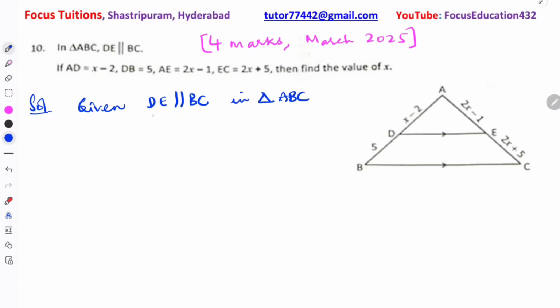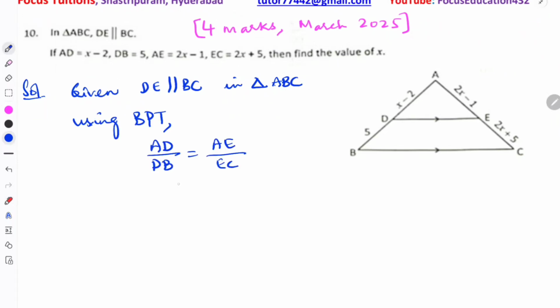It is already given that DE is parallel to BC. So in this triangle, if these two lines are parallel, then using the Thales theorem or basic proportionality theorem, the sides are proportional. That means AD by DB equals AE by EC. This is using the BPT, the Thales theorem. So we will substitute the values here.